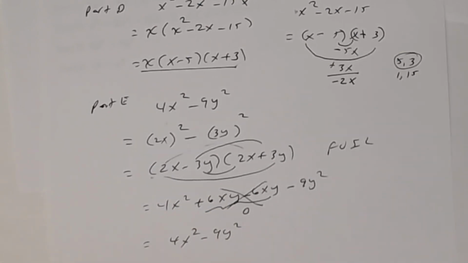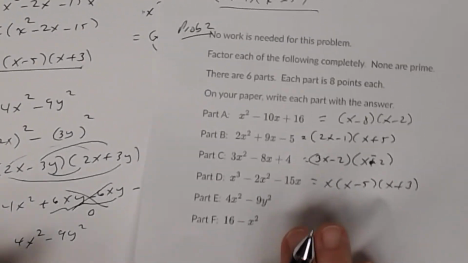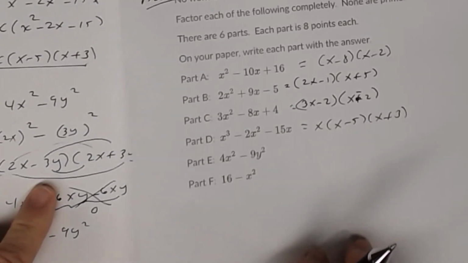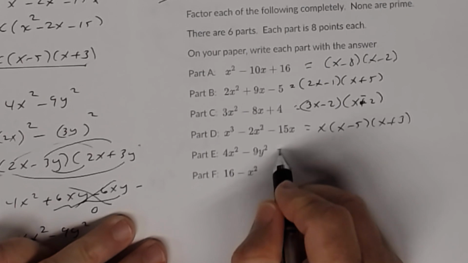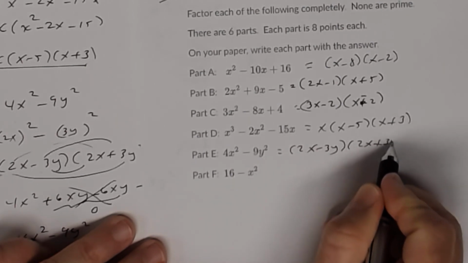All right, so the answer to part E is 2x minus 3y times 2x plus 3y.